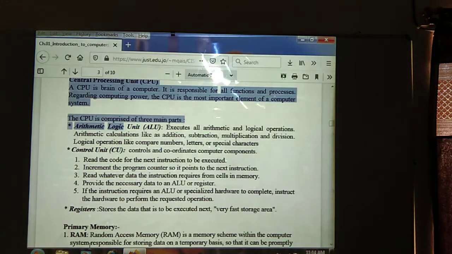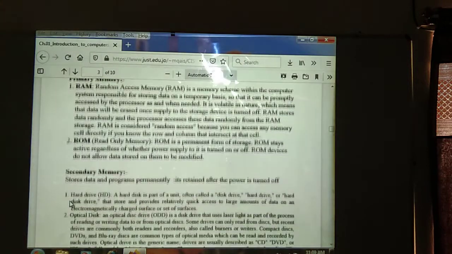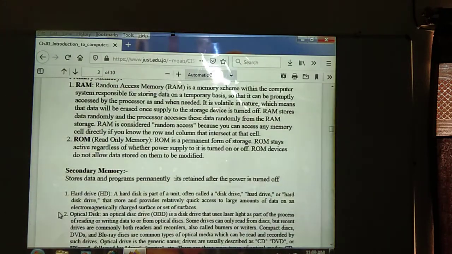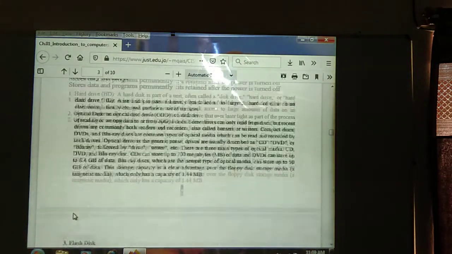Suppose we need to print the data on paper. Which hardware do we need to connect? A printer, like that. Next, tomorrow we can start with the memory. What is memory? How many types of memories do we have? Later on we can see.